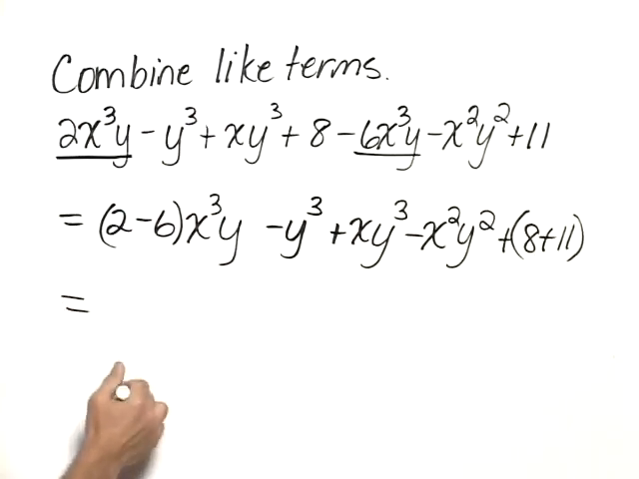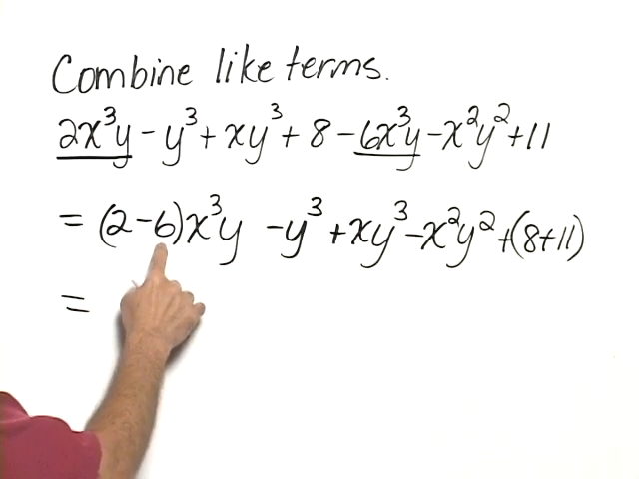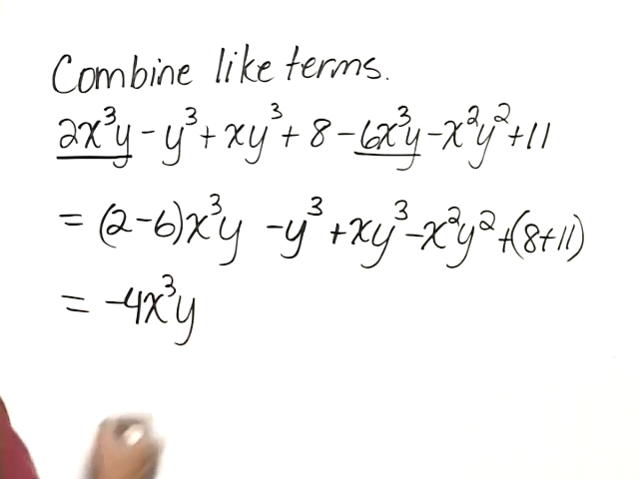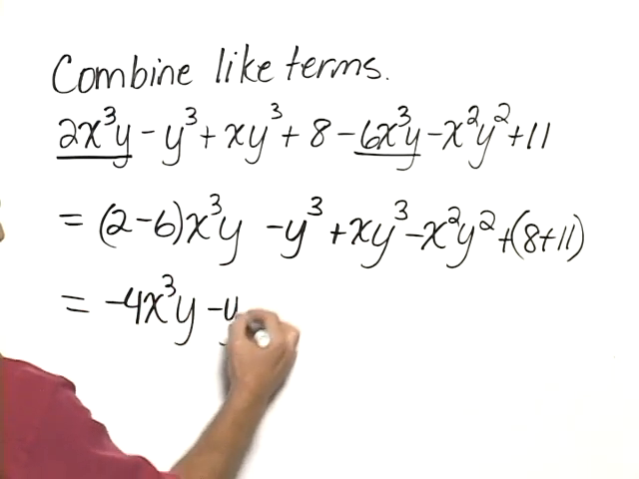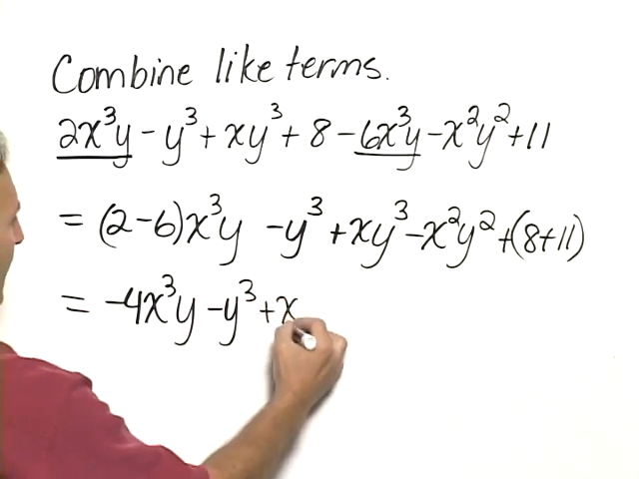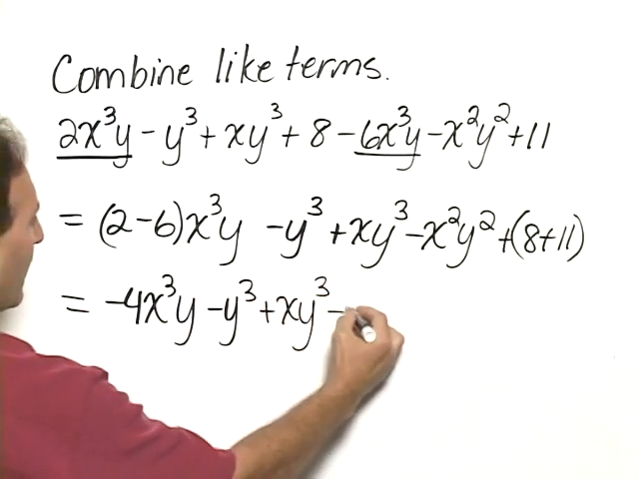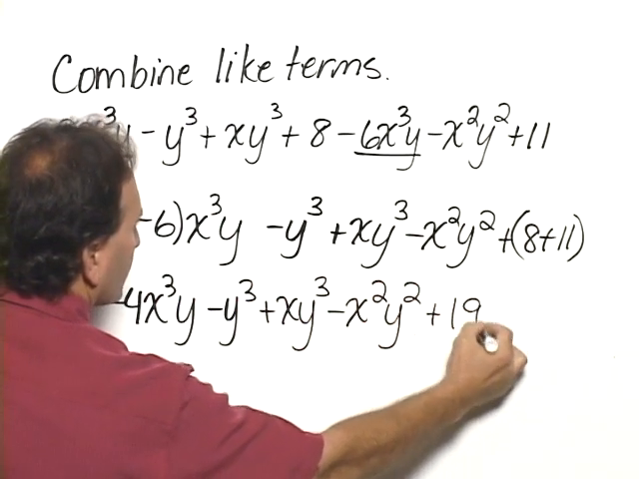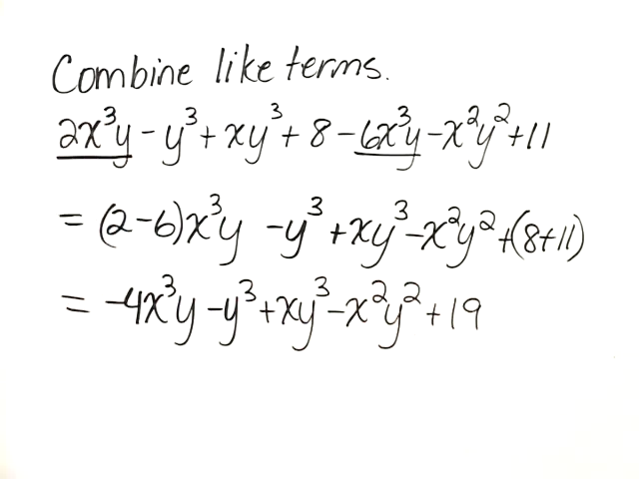Simplifying one more step, 2 minus 6 is negative 4x cubed y minus y cubed plus xy cubed minus x squared y squared plus 19, and that would be our final answer.